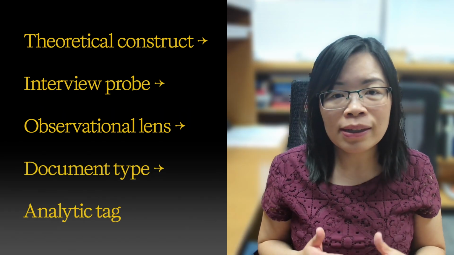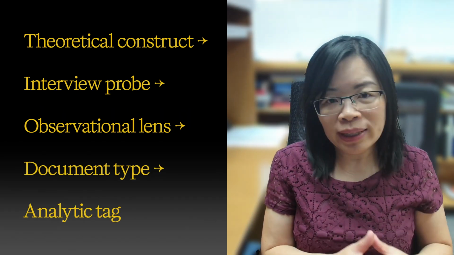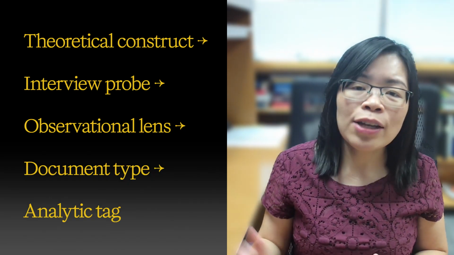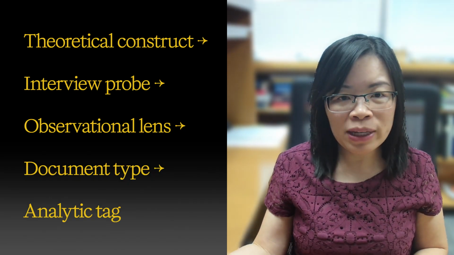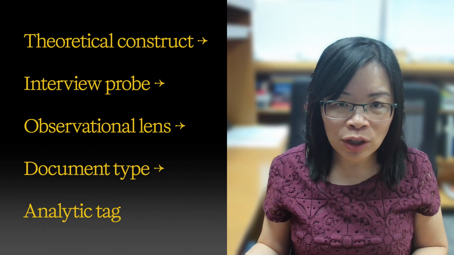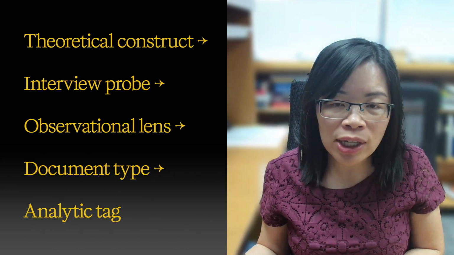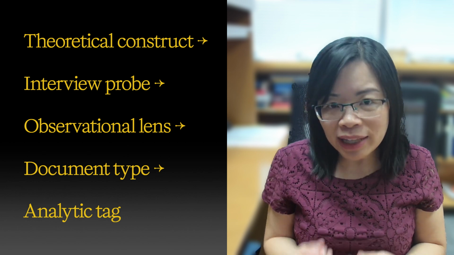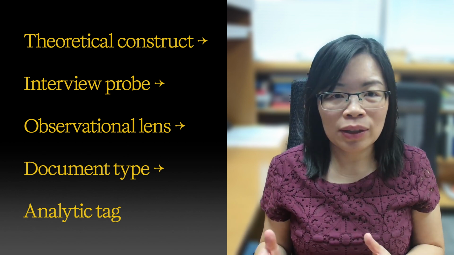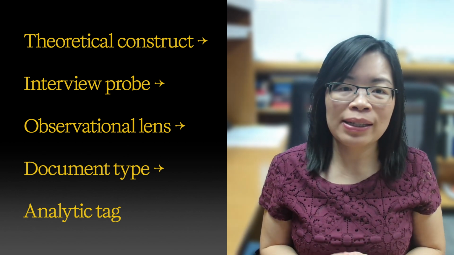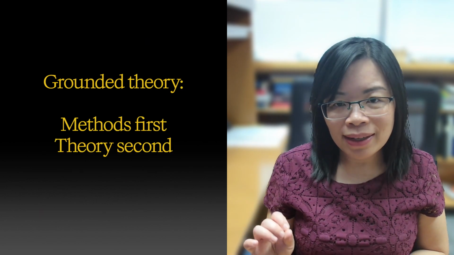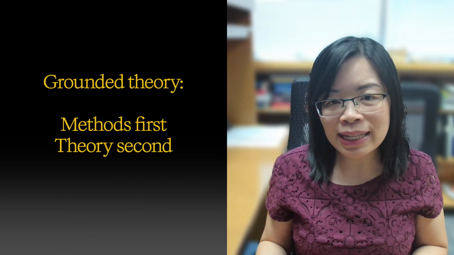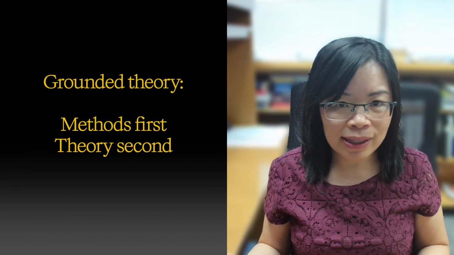So the explicit alignment turns organizational justice theory from a decorative backdrop into an active research instrument. It tells you what interview questions to ask, what to watch and observe, what data to collect, and how to name what you find, all while leaving the door open for discoveries. On the other hand, grounded theory or other discovery-oriented research designs adopt a different sequence.